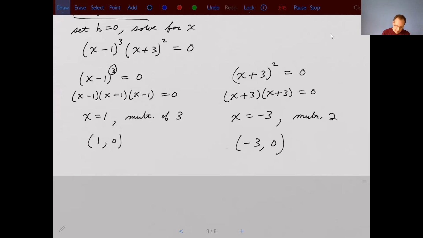So in the x equals 1 case, what is the graph going to look like near that root? It should look like a cubic function near the root. And in this case, where x equals negative 3, it should look like a quadratic function, right? It should look like a parabola.